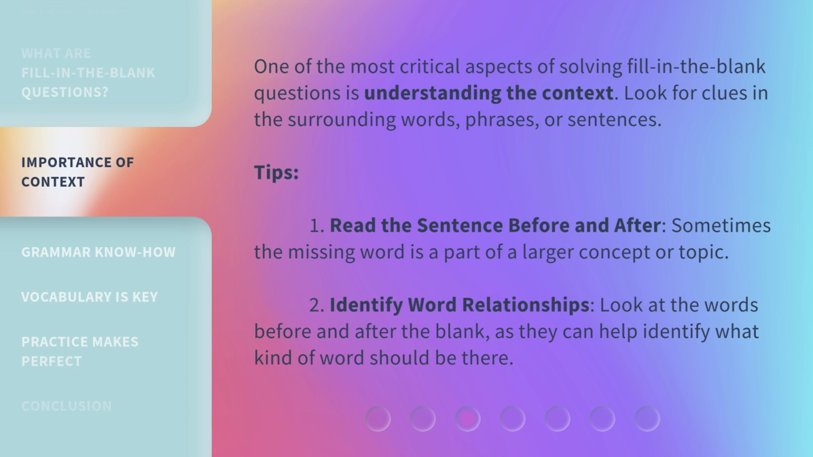One of the most critical aspects of solving fill-in-the-blank questions is understanding the context. Look for clues in the surrounding words, phrases, or sentences. Tips: 1. Read the sentence before and after. Sometimes the missing word is a part of a larger concept or topic. 2. Identify word relationships. Look at the words before and after the blank, as they can help identify what kind of word should be there.